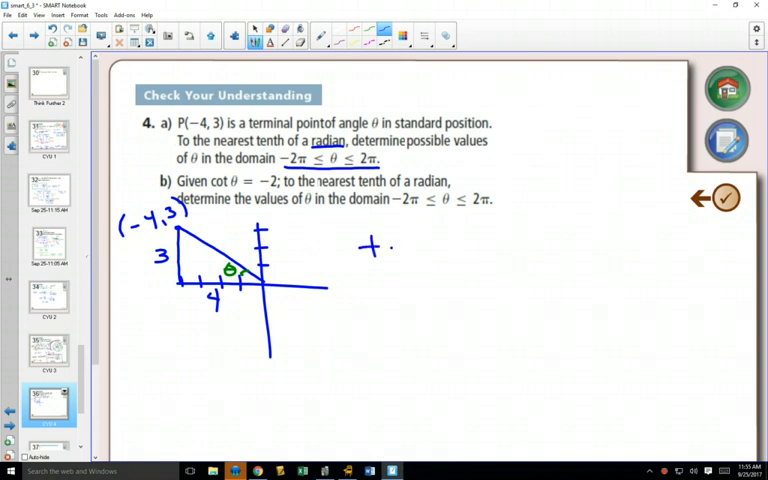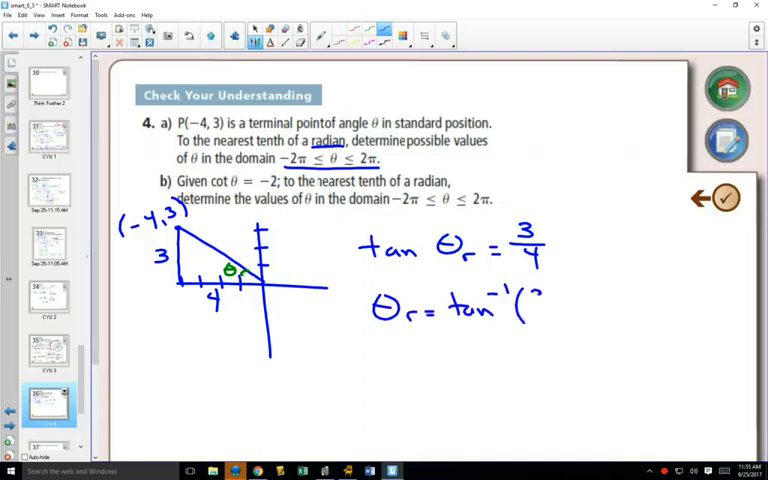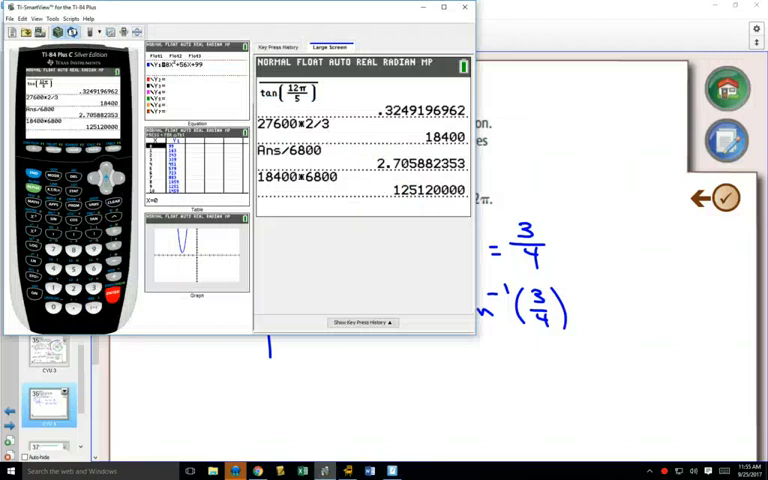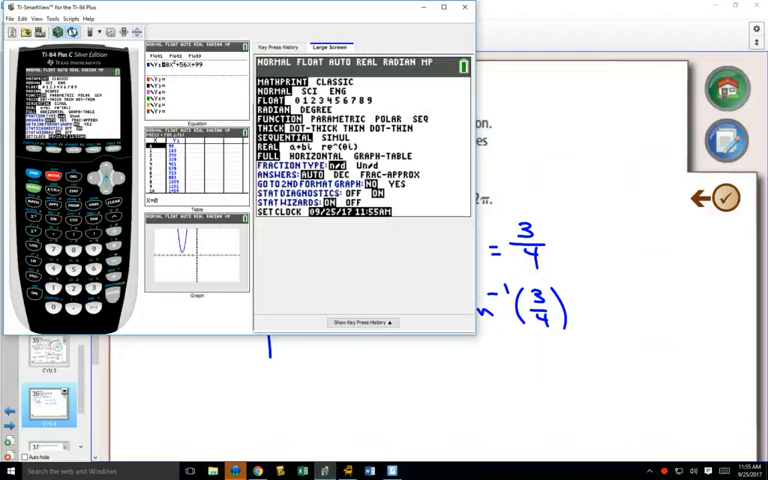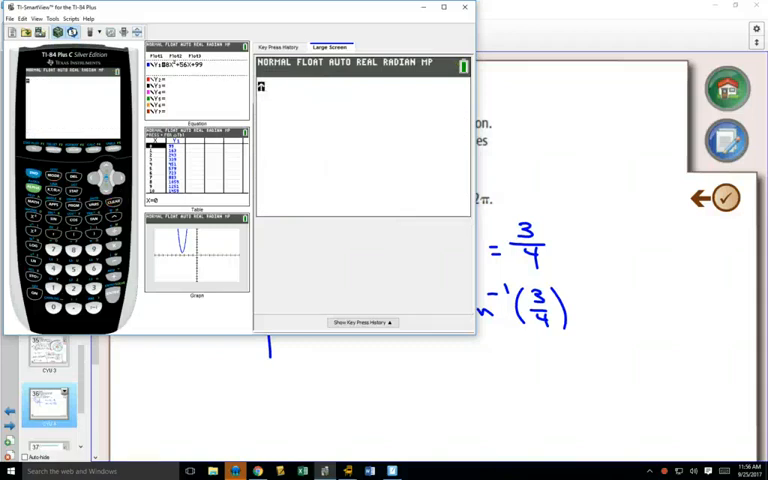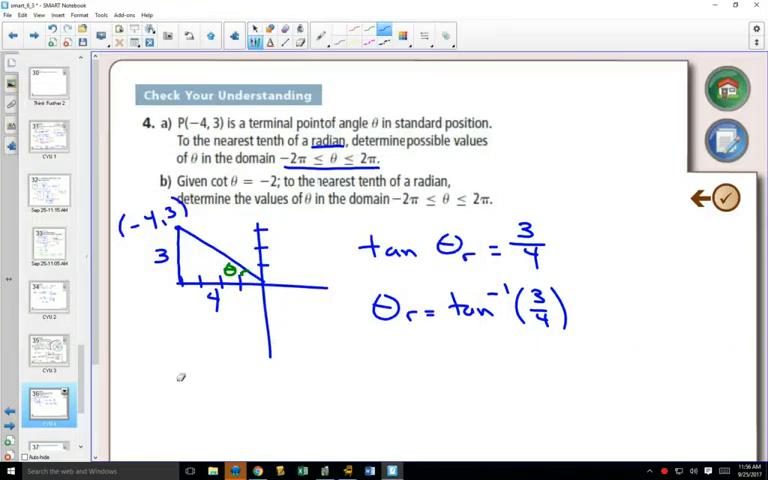So I could write that tan of my reference angle is equal to 3 over 4. And if I wanted to find my reference angle, I would go tan inverse of 3 over 4. And I'm doing everything exactly the same as I would in degrees. The only difference now is when I hit mode, I make sure that it's highlighted on radians. And so when I go second, tan inverse of 3 divided by 4, my answer right now, 0.6435, is not something that I'm used to. I'm going to write it down.